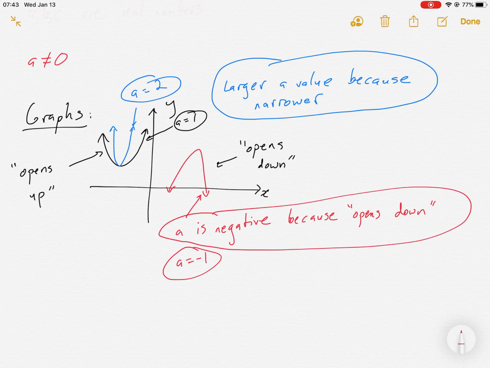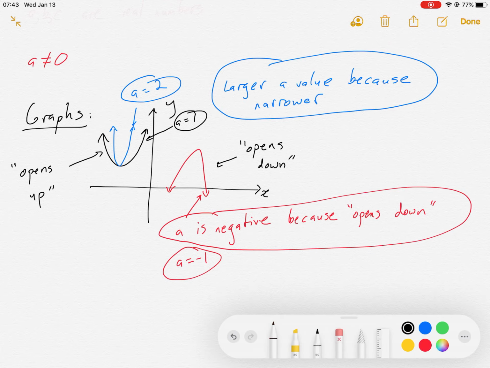You're going to have a Delta Math question which asks you this. It won't give you any numbers. It'll just ask what is an appropriate value for each of these graphs. And so you'll need to know if you have a larger a value, it's narrower. If it's negative, it opens down. That's really all you need to answer that question.